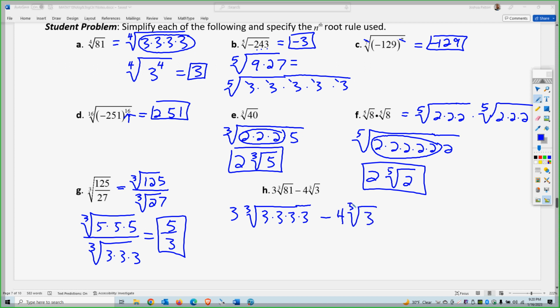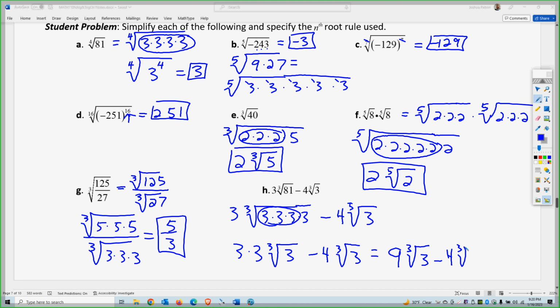Okay, so I have a group of 3 here. So 3 times 3 third roots of 3, there's a lot of 3's in this problem, minus 4 third roots of 3 really means 9 third roots of 3 minus 4 third roots of 3. So these are like terms now. 9 minus 4 is 5 third roots of 3. Okay, and now that is the end of part 2.